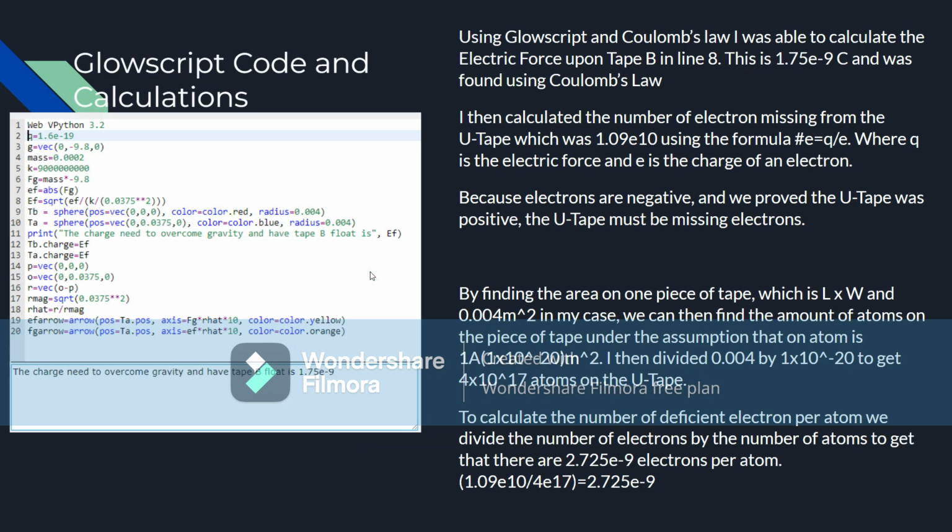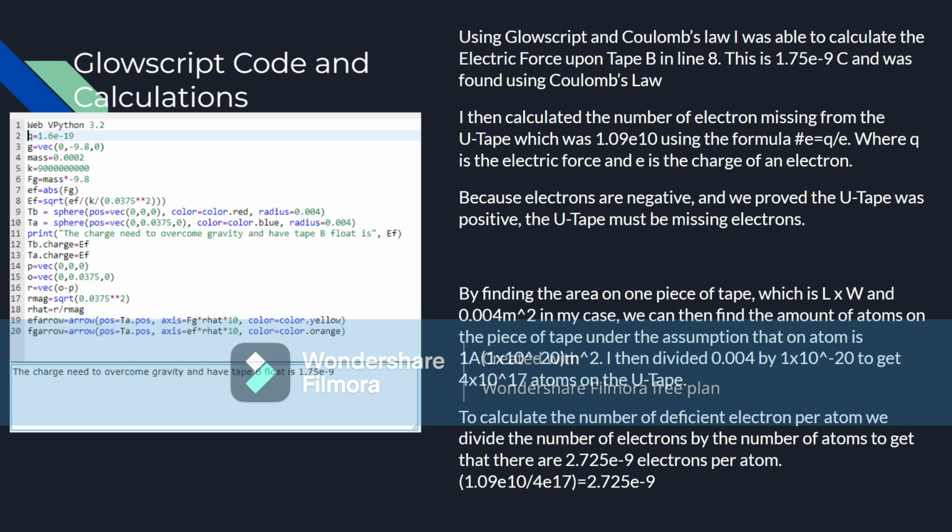GlowScript code and calculations. Using GlowScript and Coulomb's law, I was able to calculate electric force upon tape B in line 8. This is 1.75 e to the negative 9 coulombs and was found using Coulomb's law. I then calculated the number of electrons missing from the U-tape, which was 1.09 e to the 10, using the formula: number of electrons missing is the charge of the electric field over charge of electron. Because electrons are negative and we proved the U-tape was positive, the U-tape must be missing electrons.